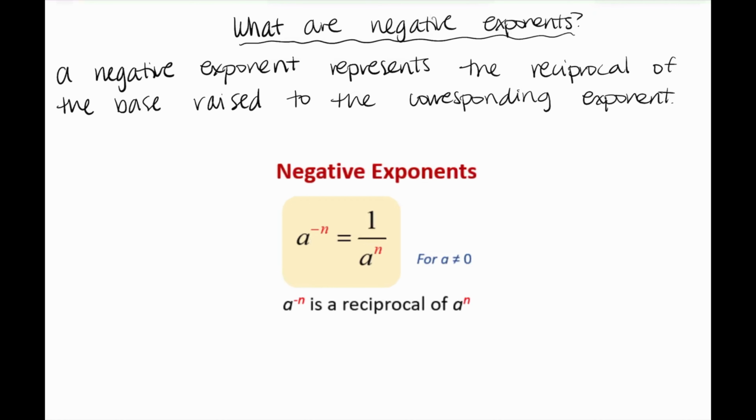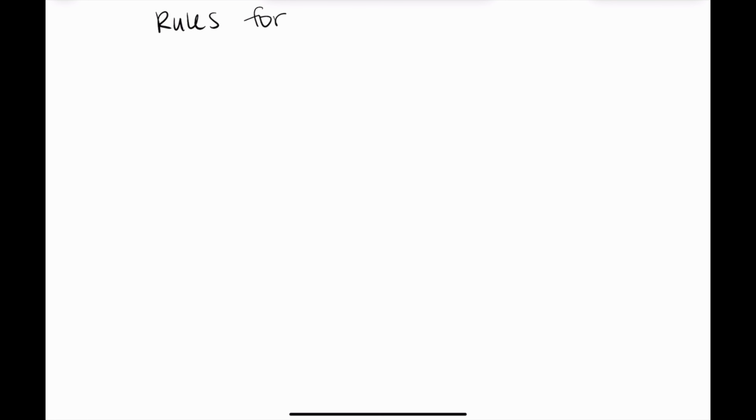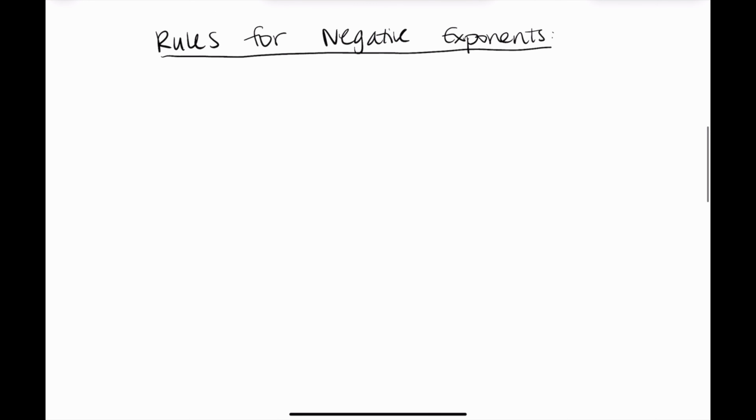As you'll see here, a to the negative n, a being our base, negative n being our exponent, is the same as 1 over a to the n. So we flip our fraction and we change the sign of our exponent to positive. So basically a to the negative n is the reciprocal of a to the n. And a quick note here, this only applies when a, our base, does not equal 0. So those are our rules for negative exponents. We've gone through the definition by words, the notation and the exceptions. And now we'll get into some rules for negative exponents.